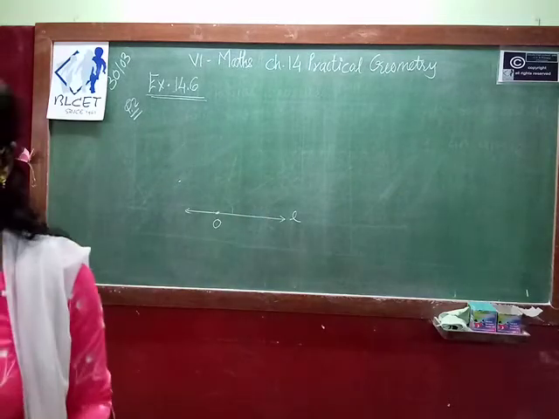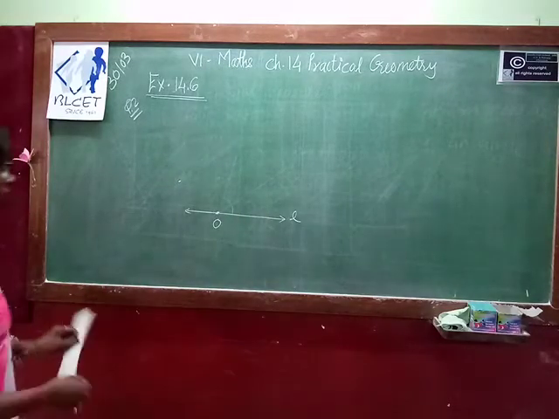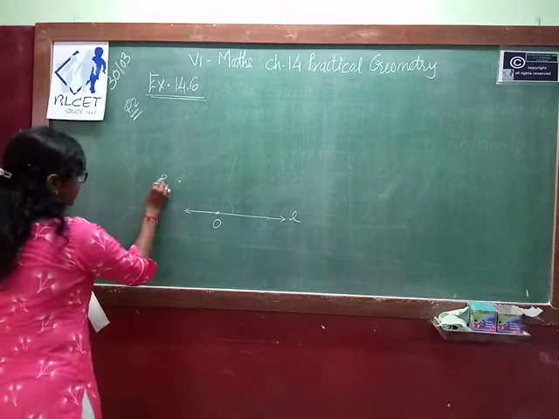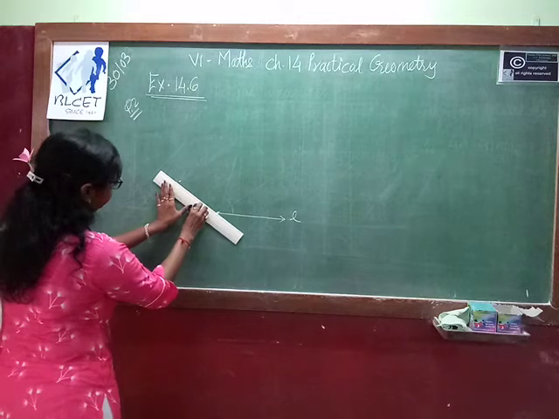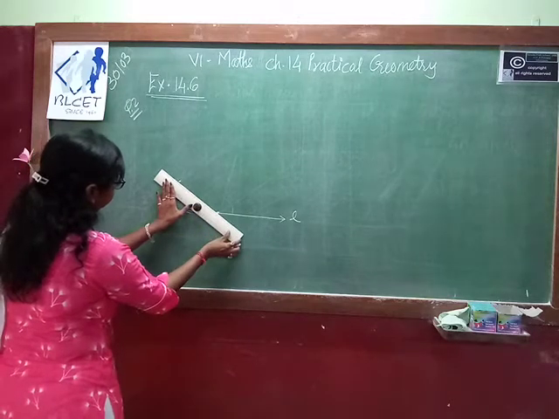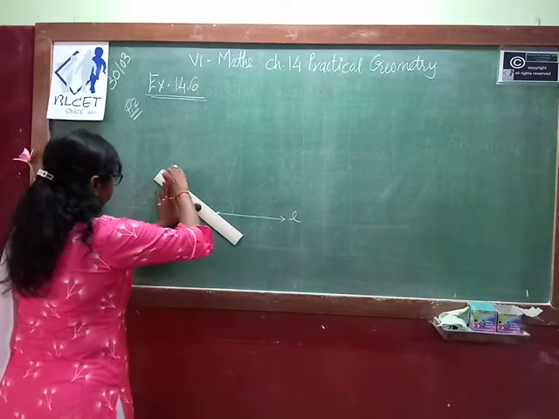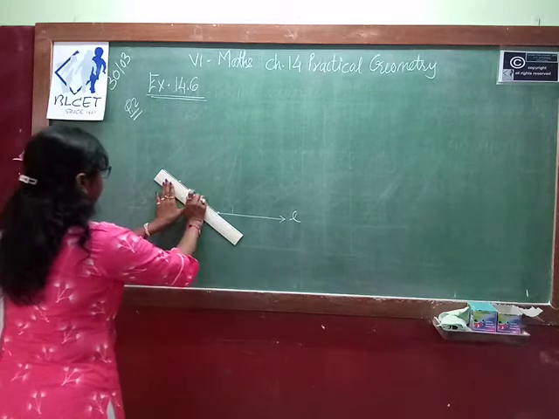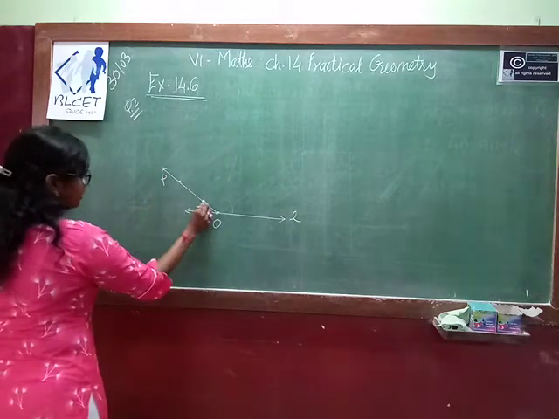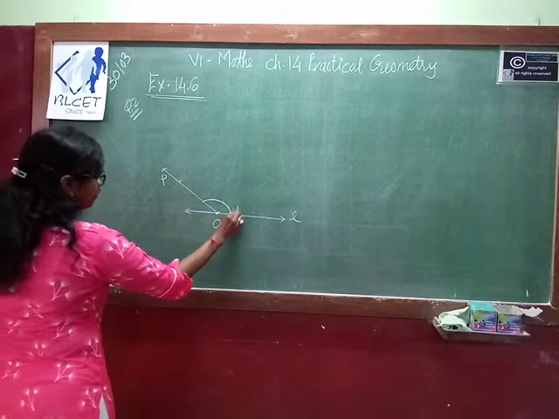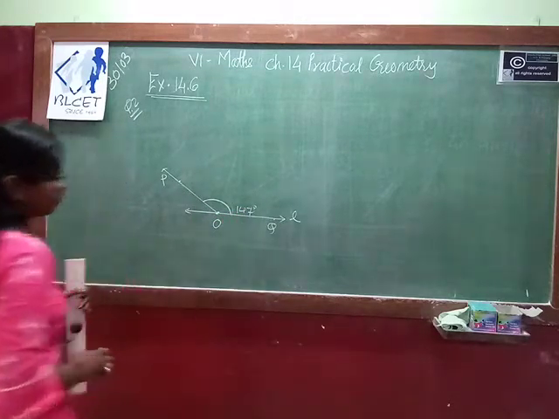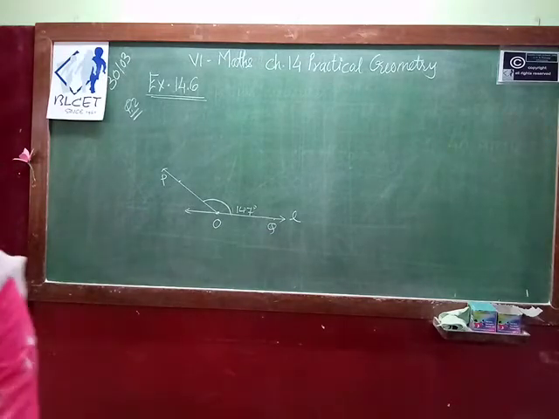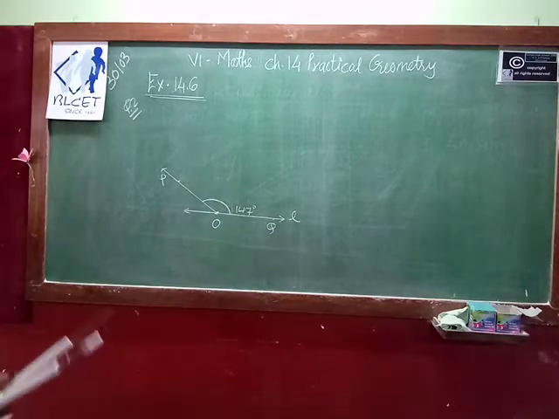Okay, now what we can do, we join these 2 points. Name this point as P. Join PO. So this is your 147 degree angle. Make this Q. Now we want to draw the bisector of this. So what we can do?